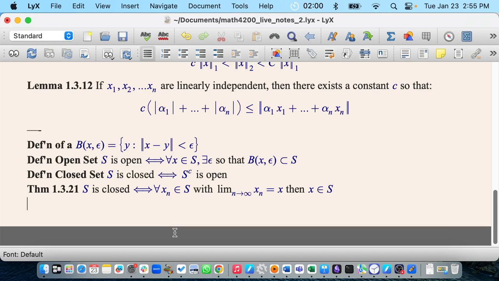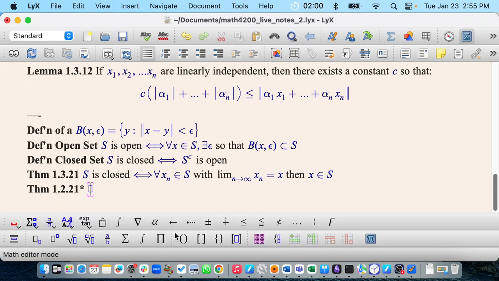And so this is also a theorem in the book, theorem 1.3. Okay, I have both of these listed as 1.3.21, so of course there's probably an error in this one. So check the number on this if you're following along in the textbook. But the closure of S is the set which is all the points that are limits of things from S.